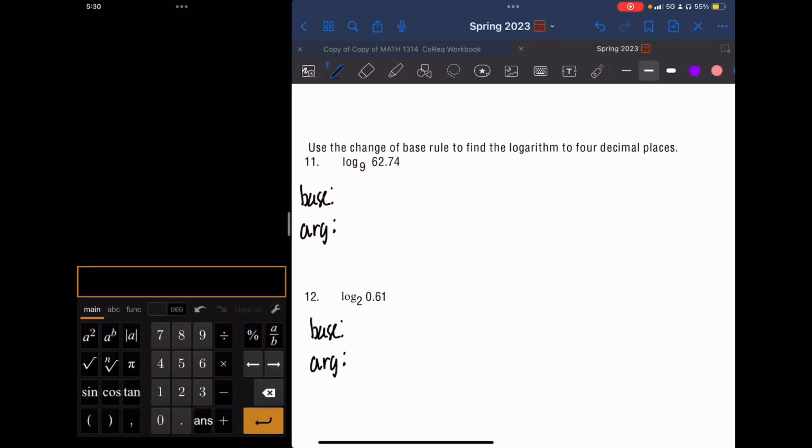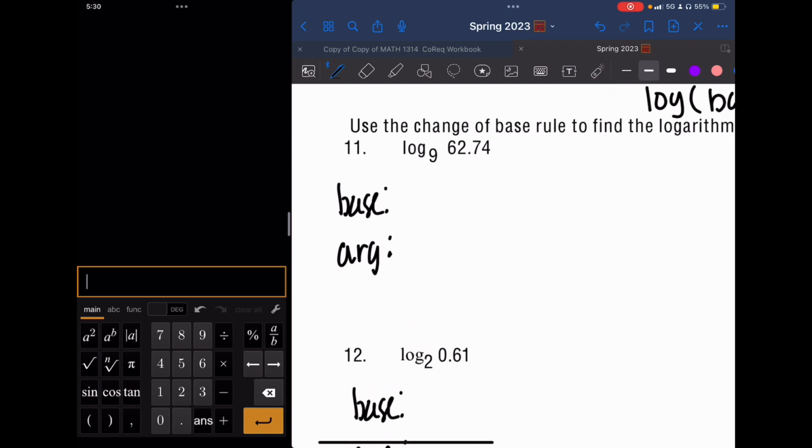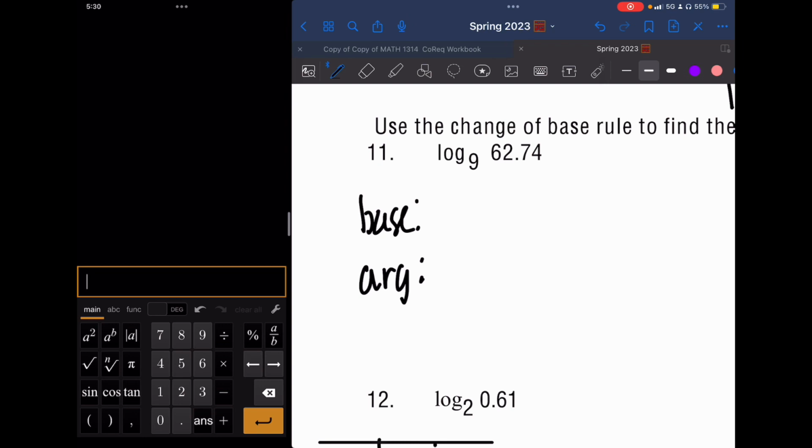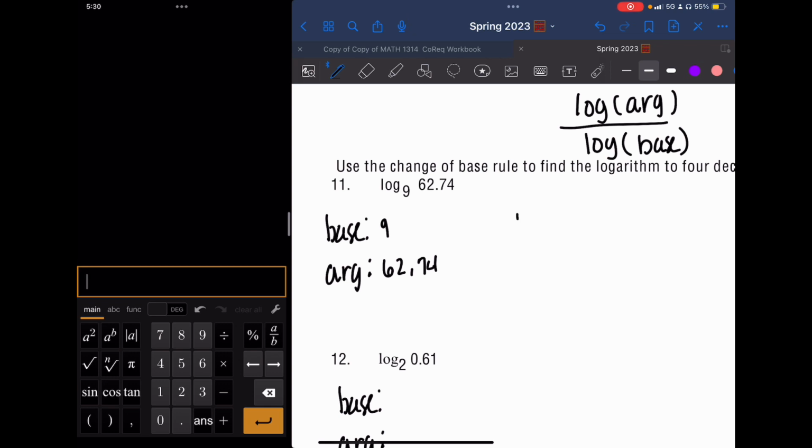So this says to use the change of base rule to find the logarithm to 4 decimal places. So the change of base rule basically means that you're going to put it into the calculator a certain way. It's going to be log of the argument divided by log of the base. So we're going to read number 11. Log base 9, argument is 62.74. So our base is 9, our argument is 62.74. And the way that it gets typed in or set up, log 62.74, put in parentheses please, divided by log of 9.